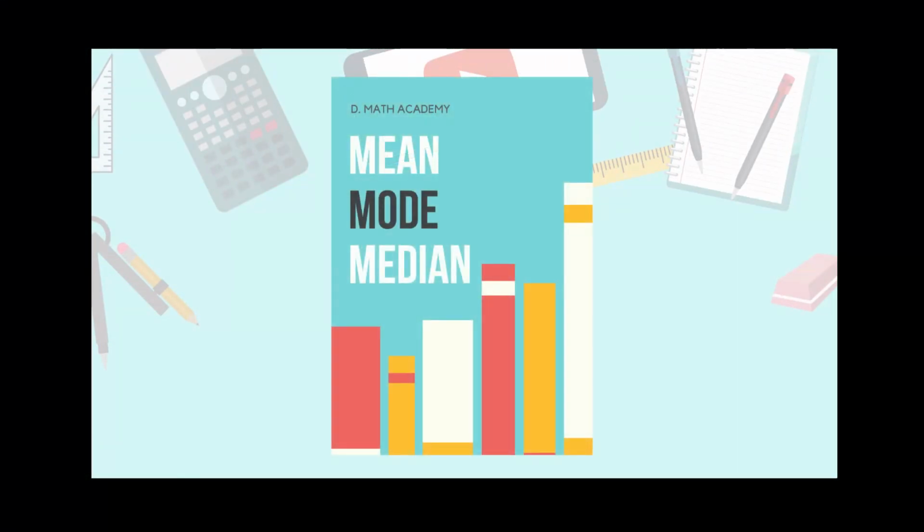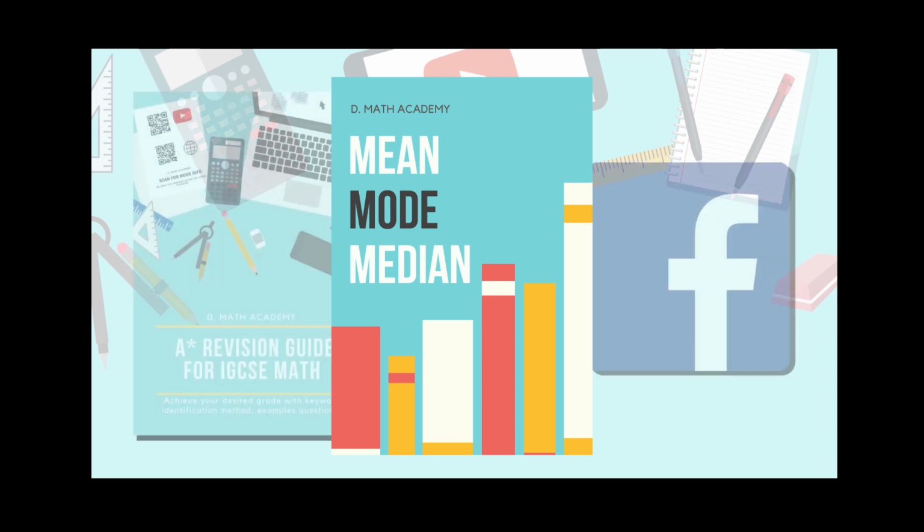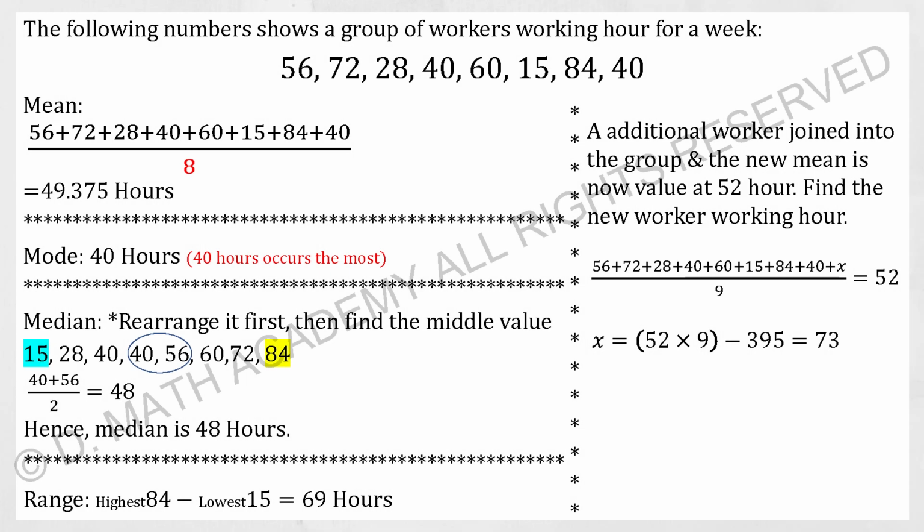Next topic will be mean, mode, median. Mean is actually an average of a set of numbers or group of data. For different types of questions, there are different ways of calculating it. So I will go through a couple of examples here.